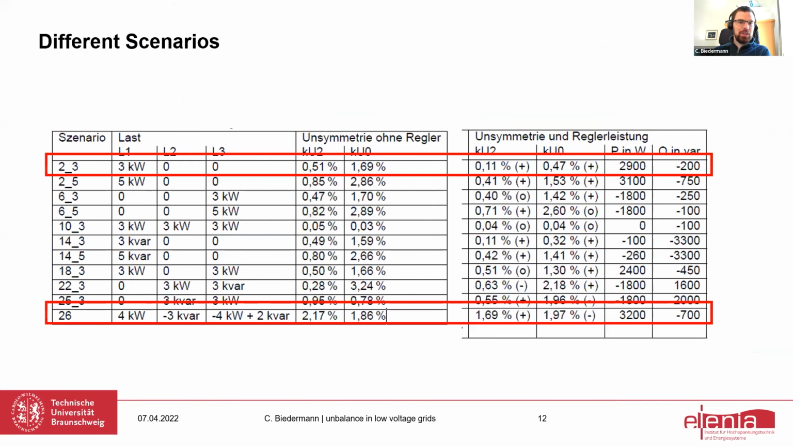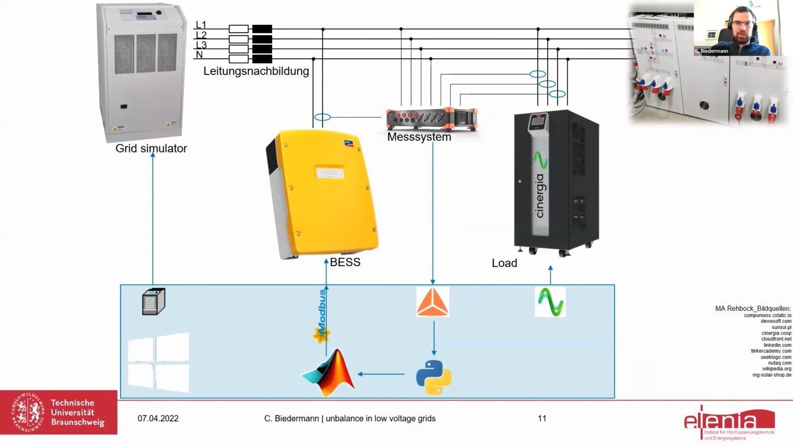And here on the left is the load. The load means what we gave to the whole system, and the grid simulator tries to stay stable. The load is like 3 to 5 kilowatts, or sometimes we add reactive power. So we try to make the unbalance factor as high as possible for us.